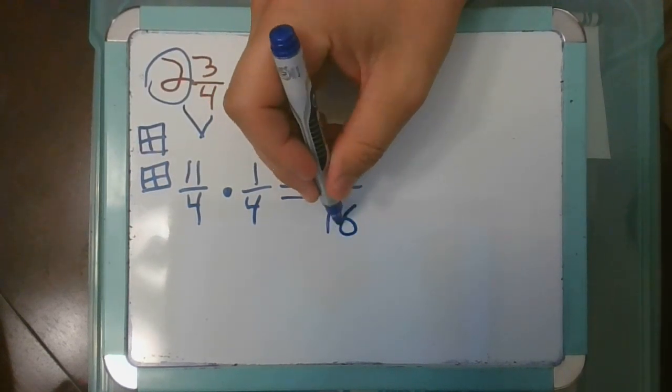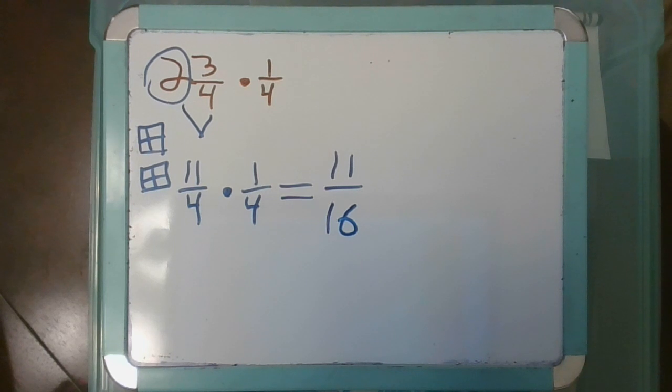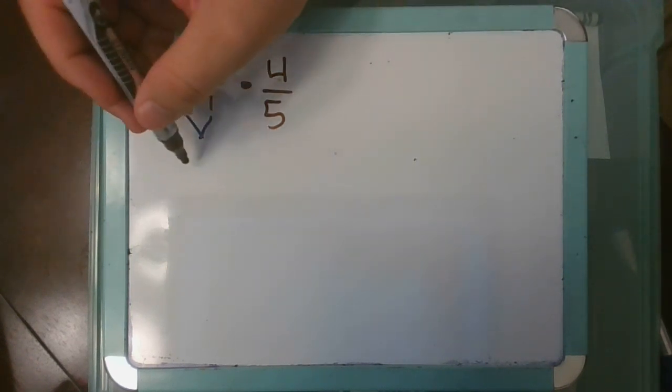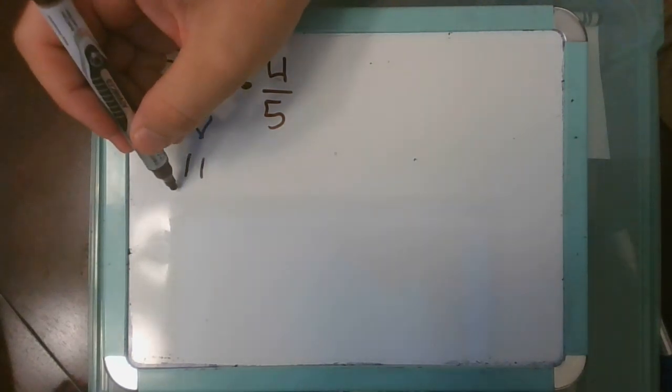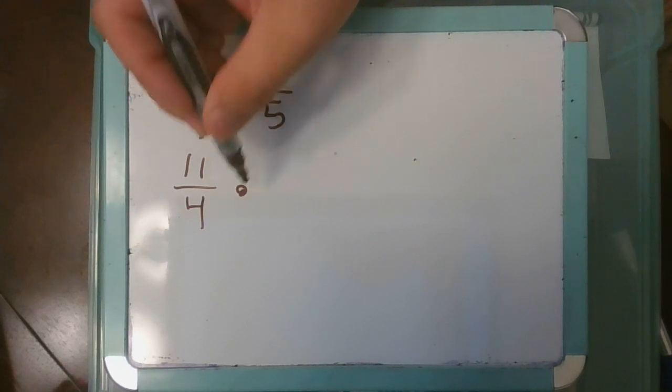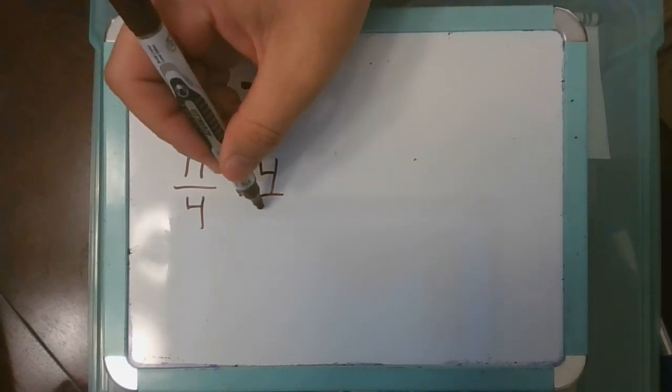Now, this will work for some of your numbers. Like this worked out great for this one. But I'm going to show you another one, and one of the downfalls of this strategy. So here we go. Almost the exact same thing, 2 3/4, but now I'm doing times 4/5. We already know what happens over here. If I take this 2 and break it down into fourths, it's going to make 8, which turns this term into 11/4. But now I'm multiplying it by 4/5.